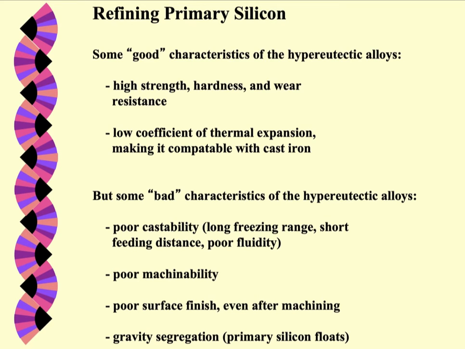And some bad things about it: it's hard to cast because it's got a long freezing range. And it doesn't feed over a long distance, which means that a riser is not very effective. It has poor machinability, poor surface finish even after machining. What happens is these chunks of the hard particles get ripped out of the surface. And then you can also have gravity separation. The silicon actually can float out.